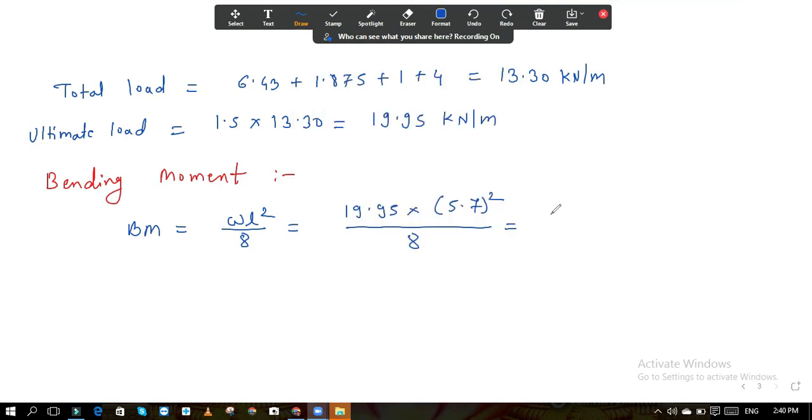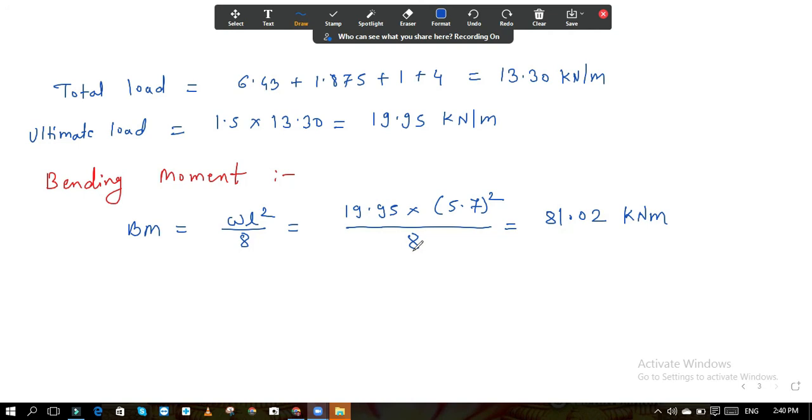81.02 kilonewton meter. This is the answer. Check the calculation for each and every step. Please do the cross check.